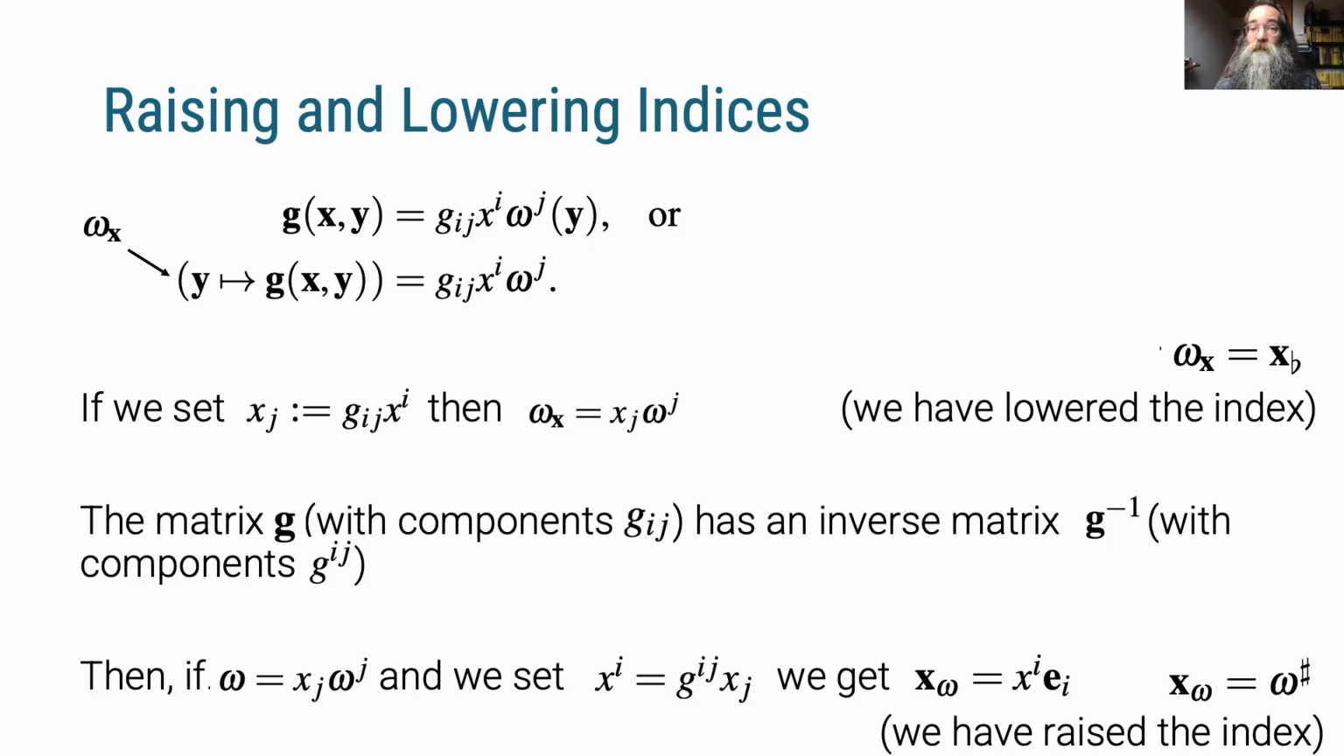If we have an omega, a covector, which is just a linear combination of the basis covectors, we can set x^i to be g^ij x_j, and then we see that this x, which is determined by omega, is just a linear combination of the original basis vectors by these new x^i, which are now computed from the components of the covector. And this is the reason why this is called the sharp operator, because it effectively raises the index of the linear combination.